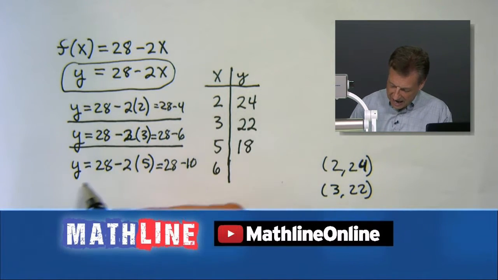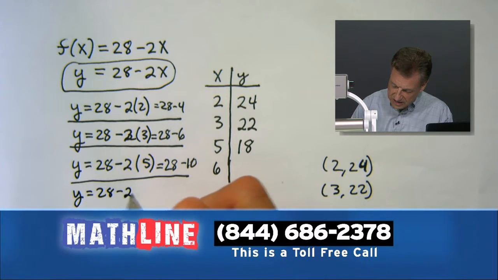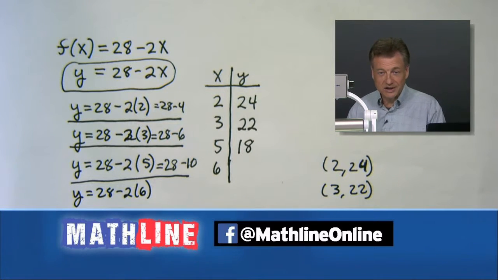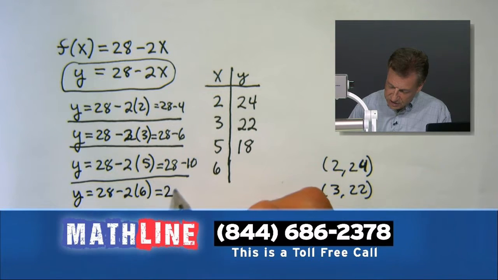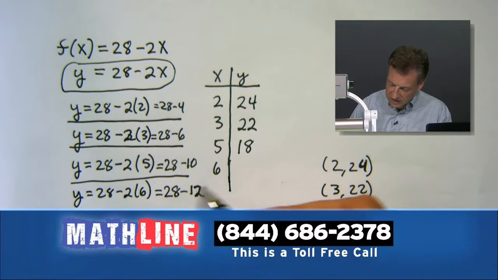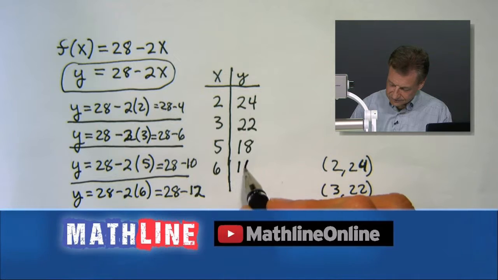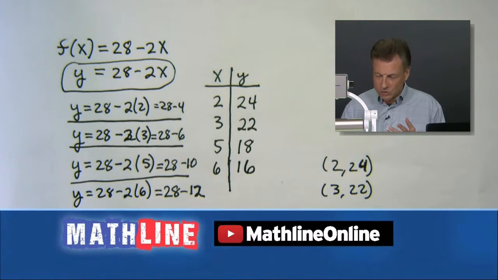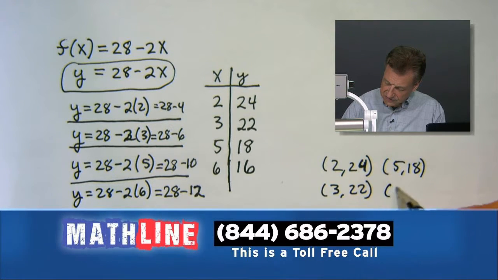And last but not least, let's pick up 28 minus 2 times 6, which is going to be, you tell me, 28 minus what value? We got 28 minus 12, right? So you're going to have how much? 16. Okay. And by the way, that's our other ordered pairs we got: (5, 18) and (6, 16).